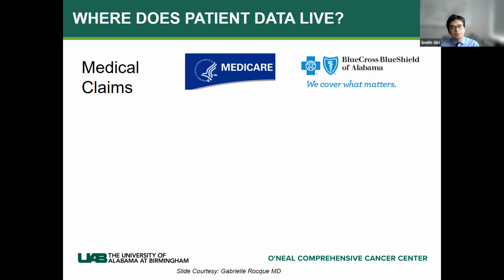So we traditionally tend to think of claims data being the source of real world data. What happens when we routinely see patients in our clinical practice is we submit a limited amount of clinical information along with the billing claims, and that gets captured by the different insurers like Medicare and Blue Cross Blue Shield, which is then made available to researchers to study cancer outcomes. As you can imagine, the amount of clinical data in these kind of claims data is fairly limited.